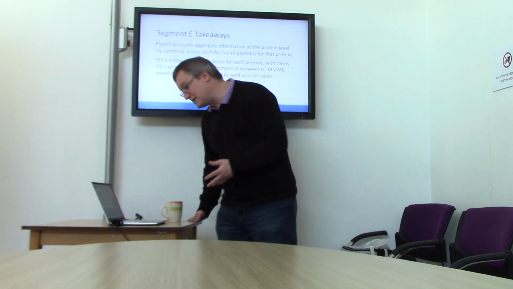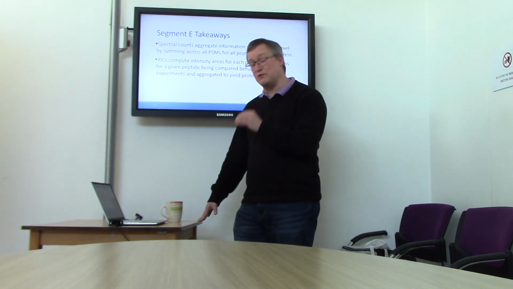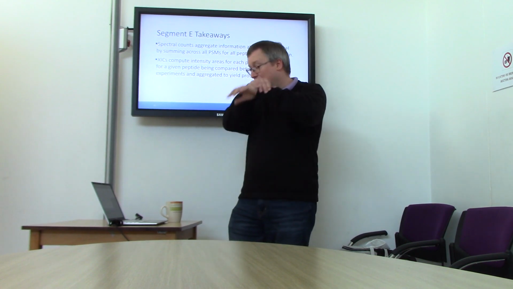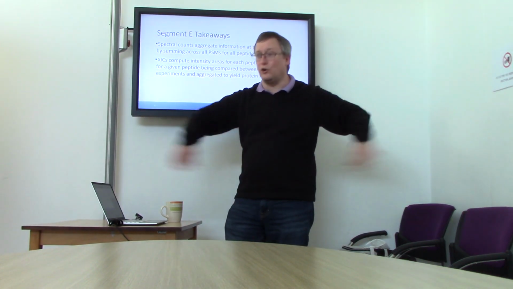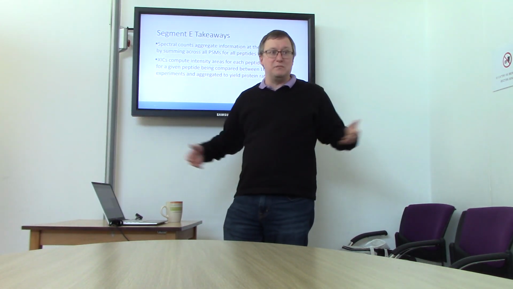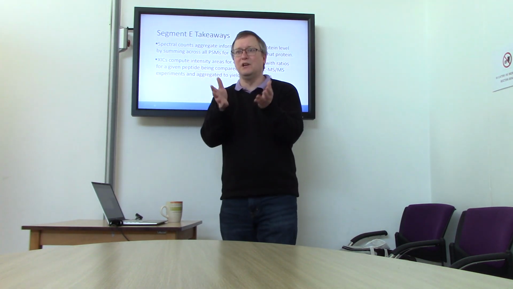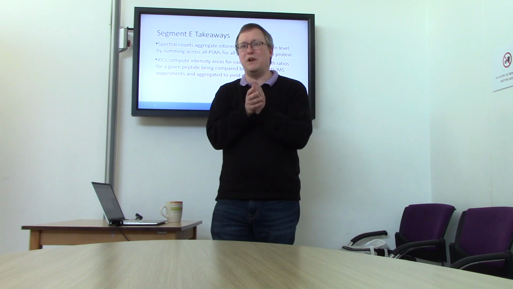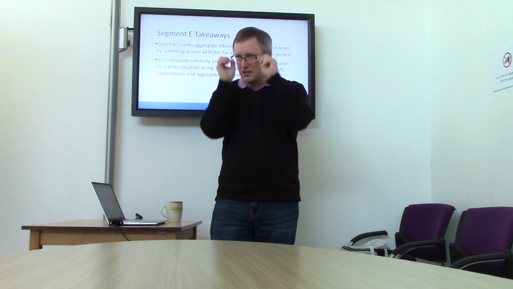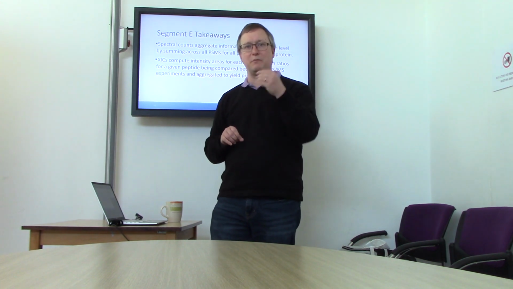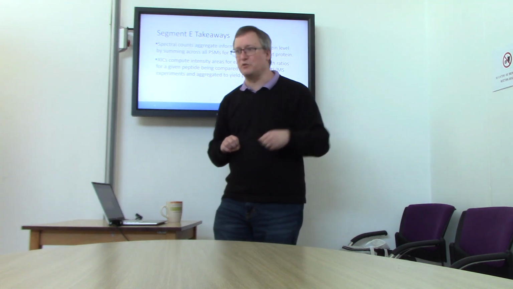Okay, plenty of takeaways, but the short version is that spectral counts are aggregating information at the protein level by summing across all the PSMs for all the peptides. This means that the count that comes out is just one number for the protein, but it's a relatively easily interpreted one. Among all these peptides, among all the PSMs, we saw 53 spectra that were matched to some peptide for this protein.